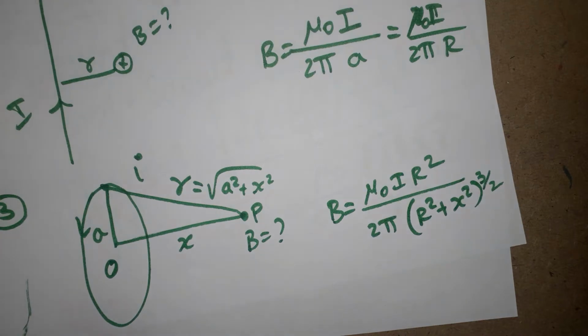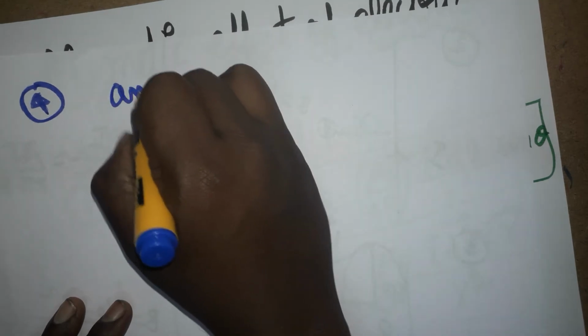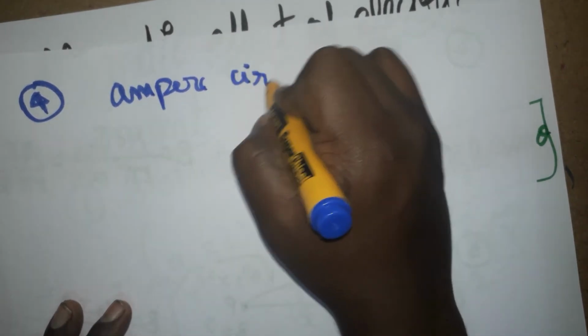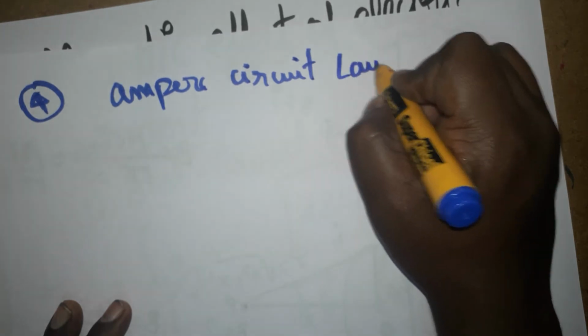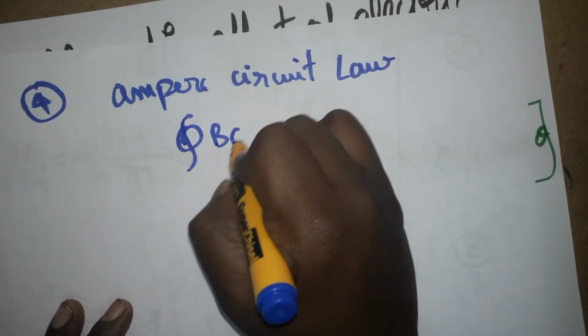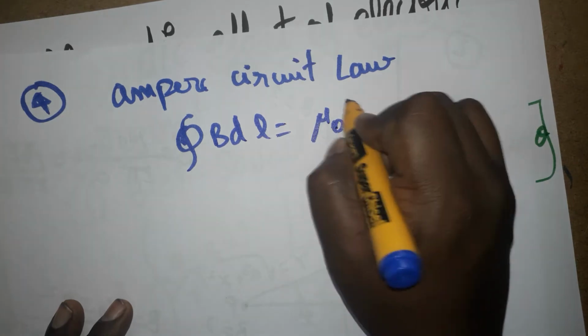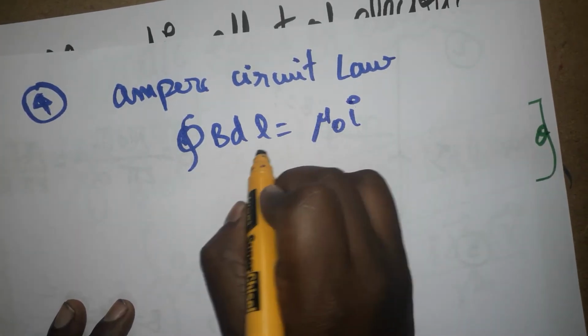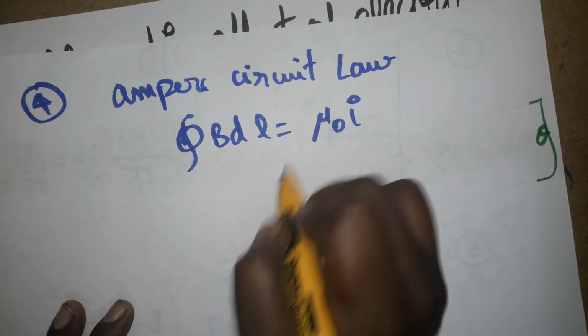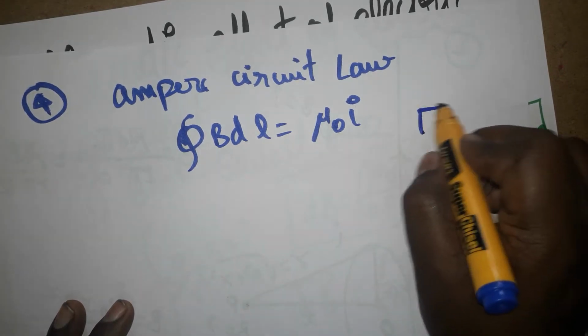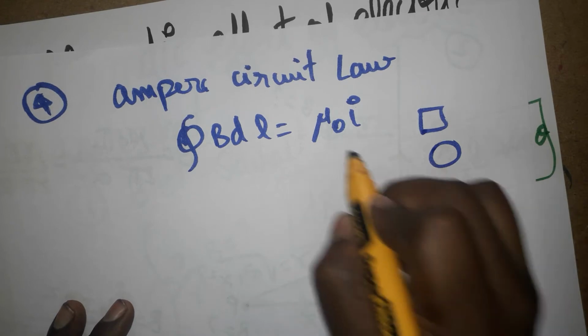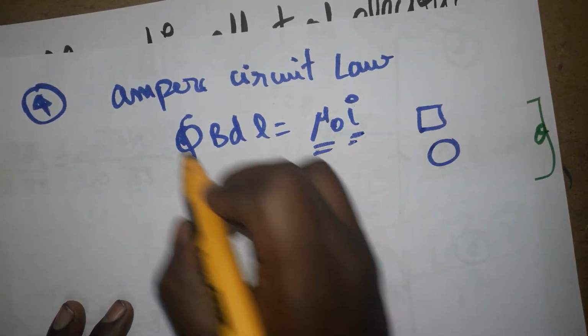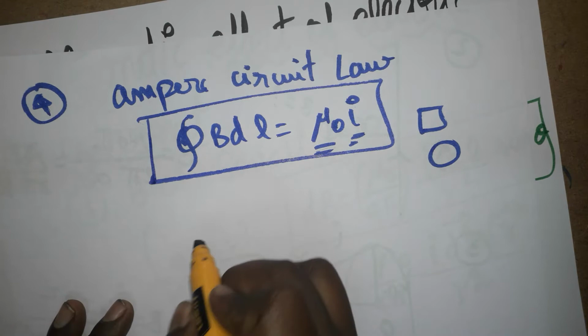The next formula, Ampere's circuital law. The fourth formula, Ampere's circuital law: closed integral of B dot dl is equal to mu naught I. B is the magnetic field, dl is the length element, and the closed integral means the path is closed, whether it is a square or a circle. mu naught is the constant, I is the current flowing. This is Ampere's circuital law.